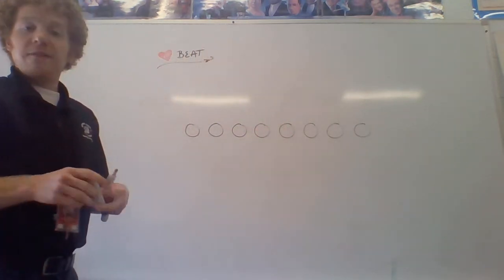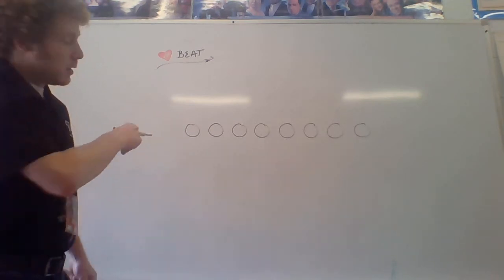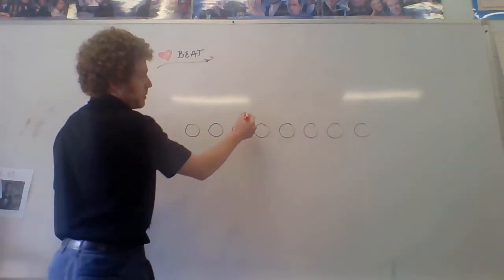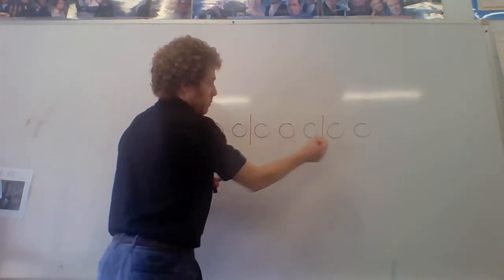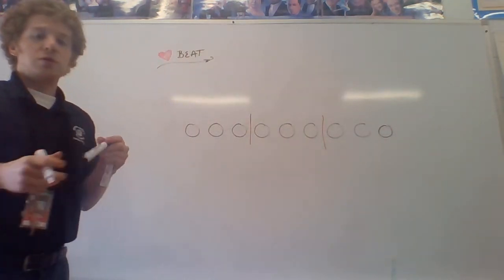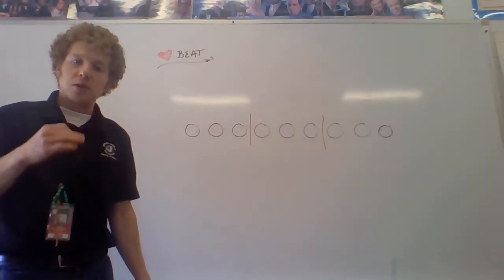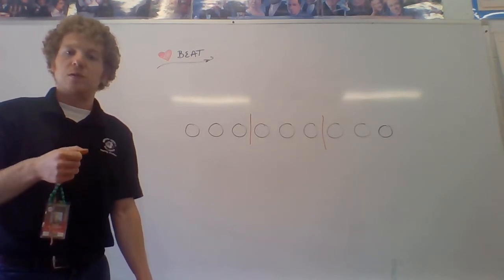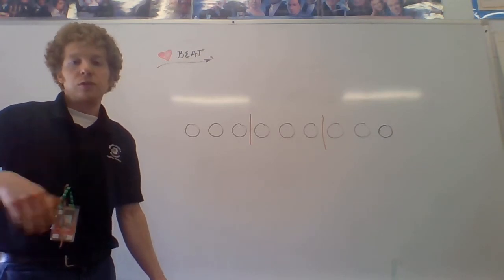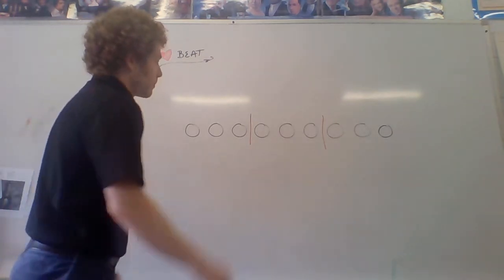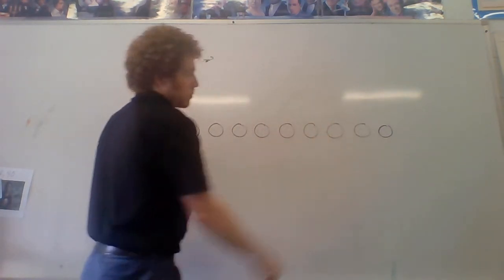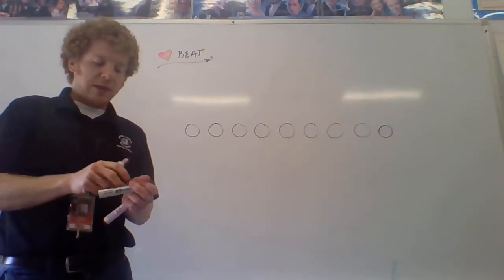What happens if it's a 3-4 measure of music? Then we're going to have those circles grouped into threes. One, two, three, one, two, three, one, two, three. All right, so that's a little about beats.